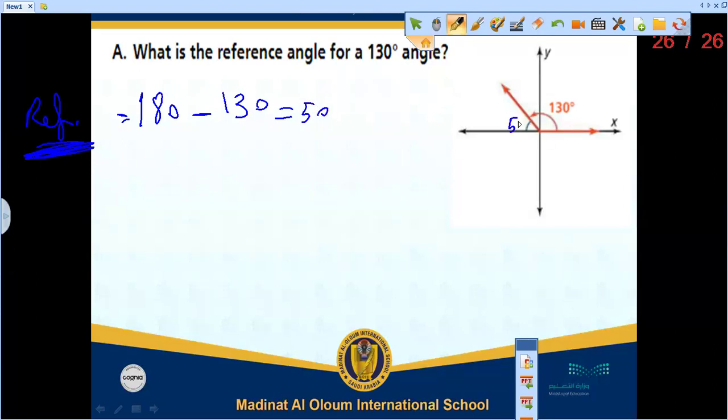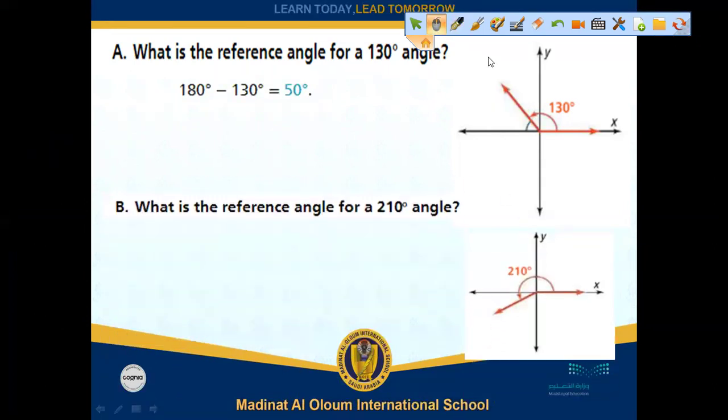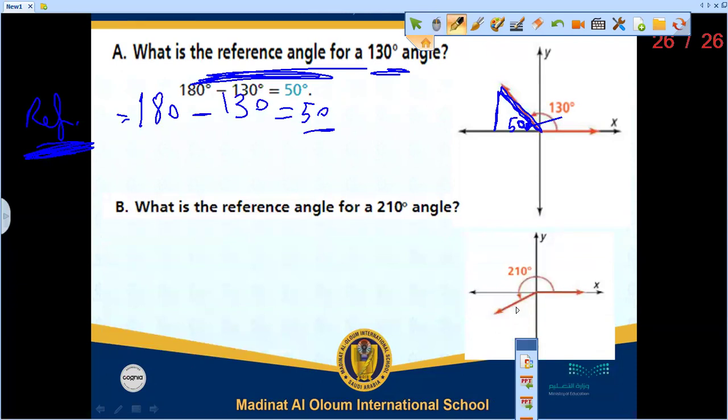It means it's 50. Why do we need 50, guys? To make this triangle, to get sine, cosine, tan. The reference for this is the same as 30. Okay? It means the reference angle of 130 is 50. My reference angle must be with the x-axis. Okay, let us proceed. Now, my angle is in the third quadrant, how can we get the reference angle?